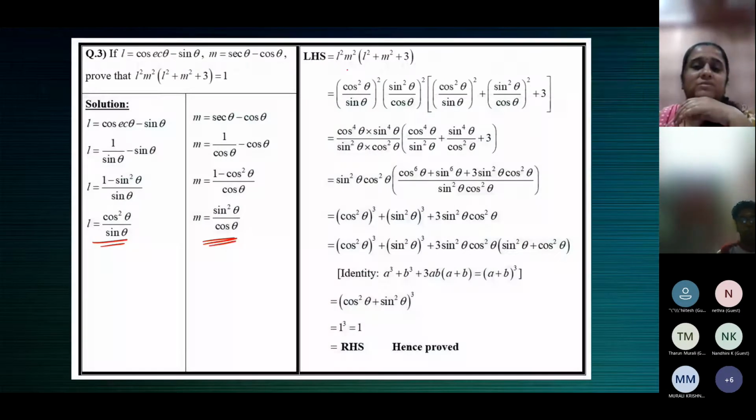All right. Now take up the LHS. What's the LHS? This one. Write that here. We need to work the LHS and get 1 as the result. So this is the LHS.